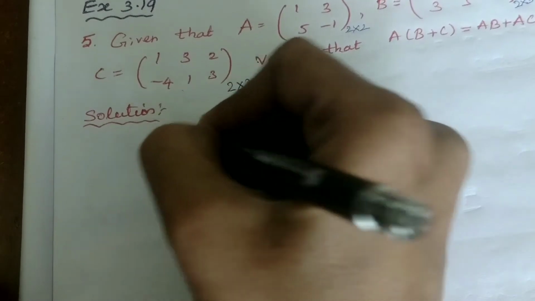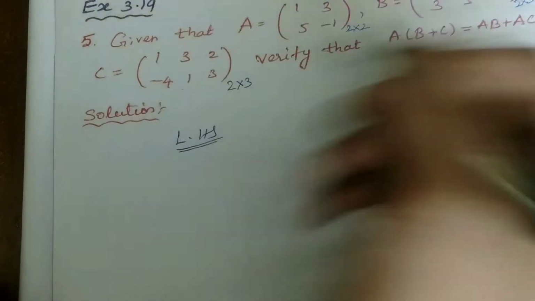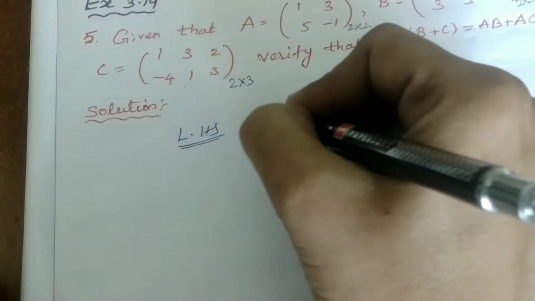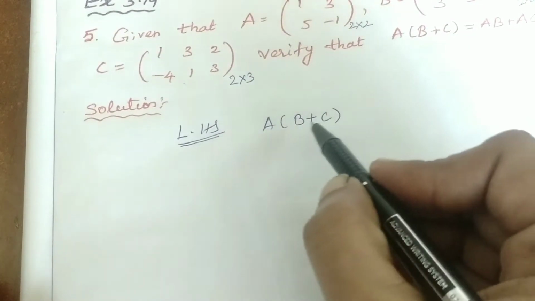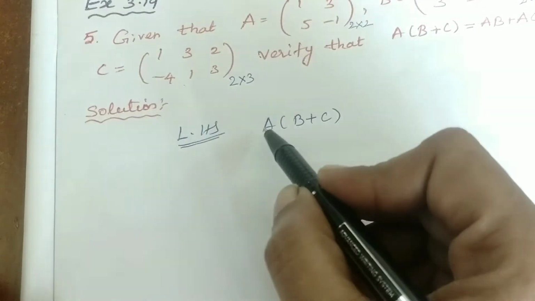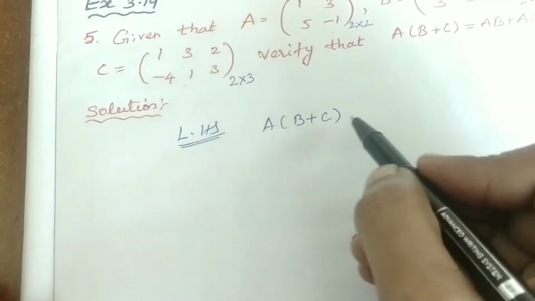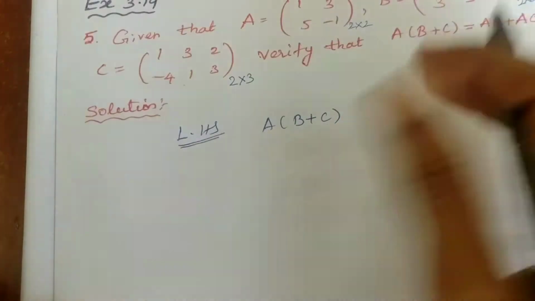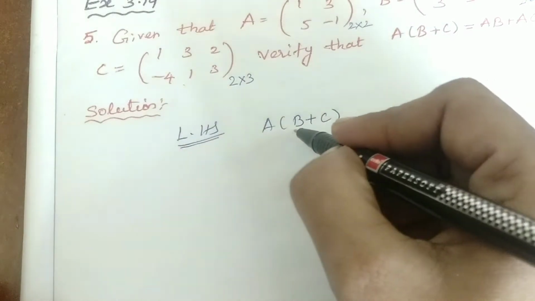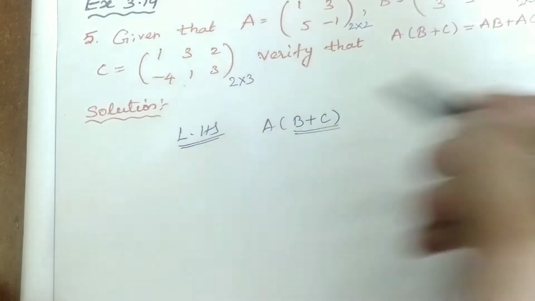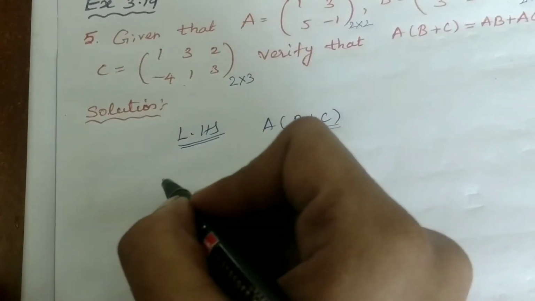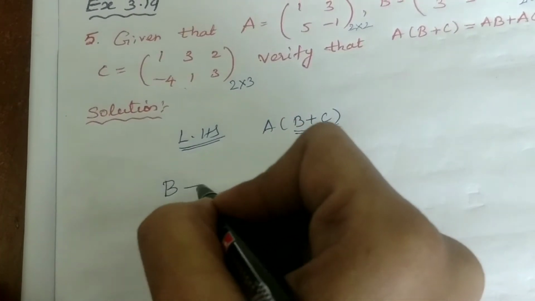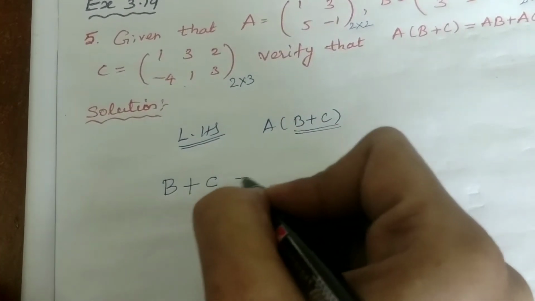So LHS: A into (B plus C). Now we are going to find out the value for this matrix A into (B plus C). Before going to that we have to find out the value for this bracket item. What is given in our bracket? B plus C. So our first step is to find out B plus C.